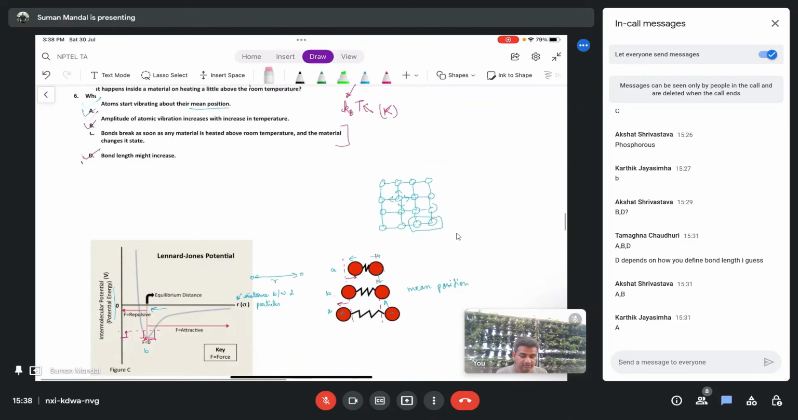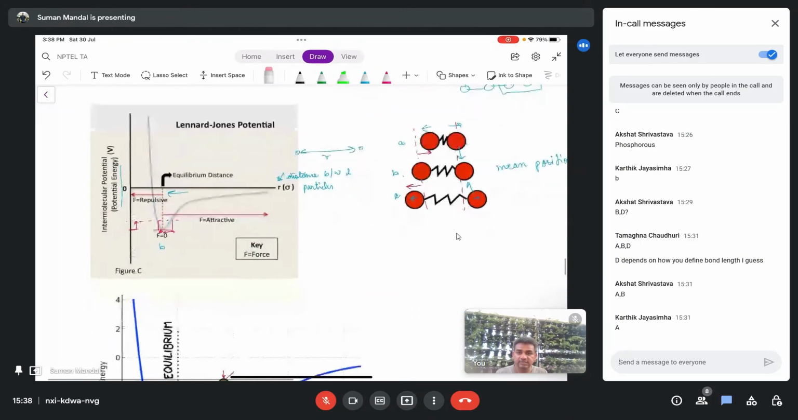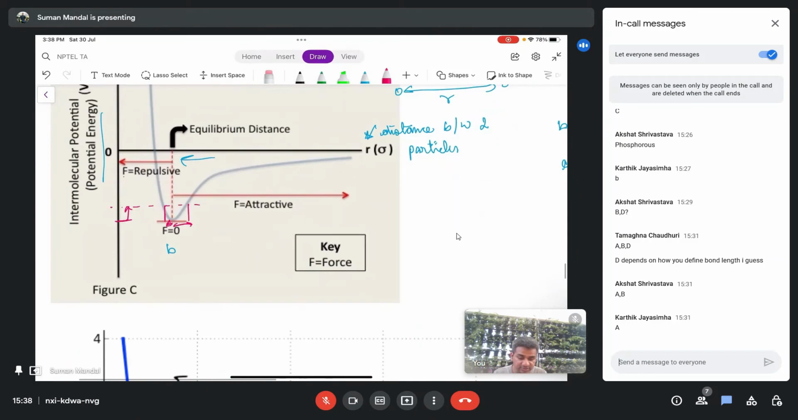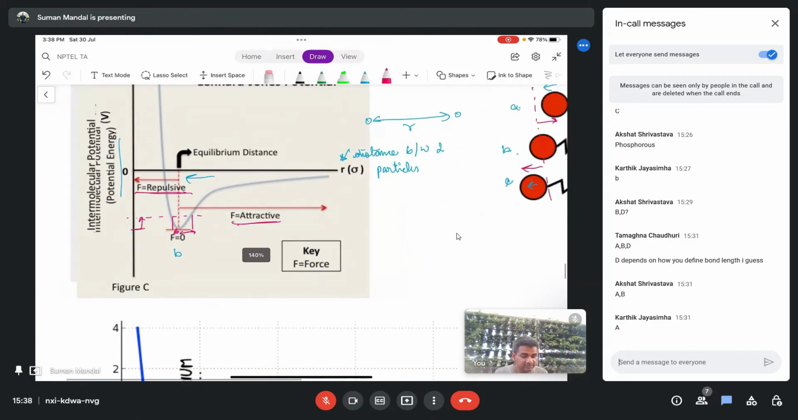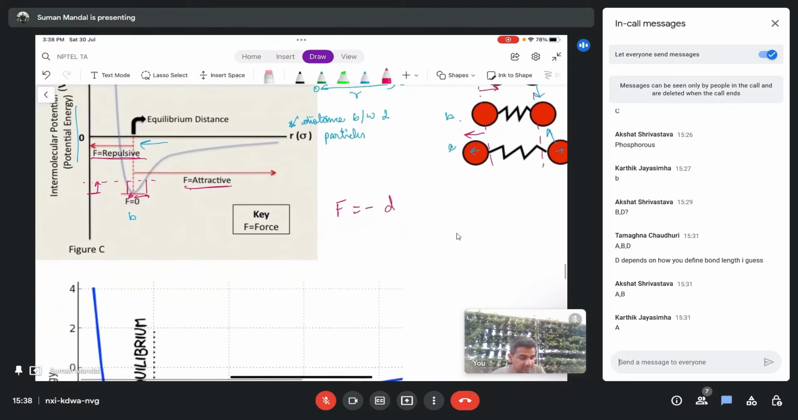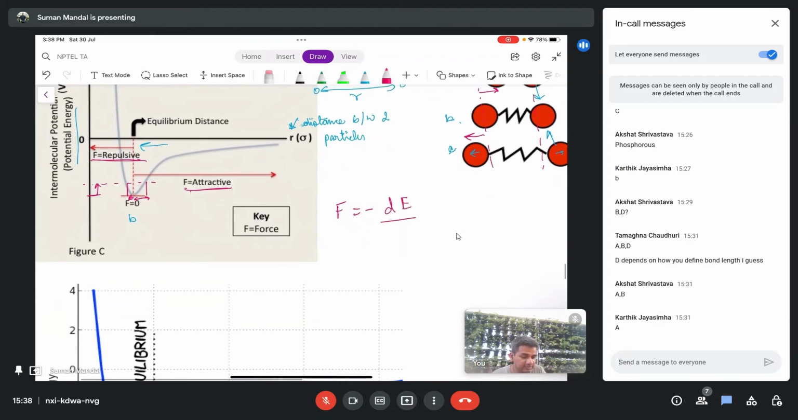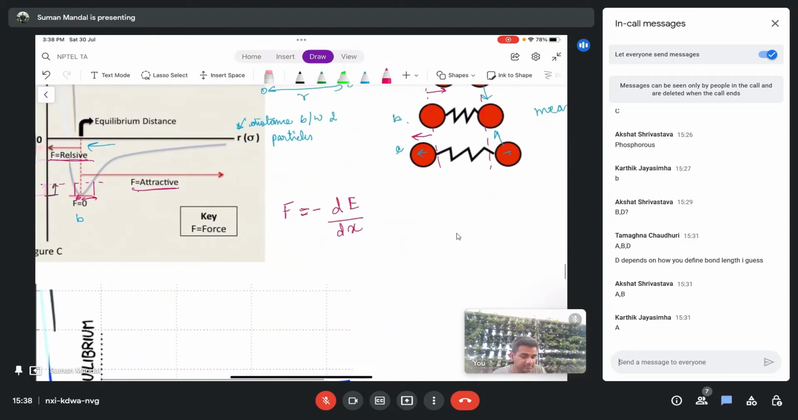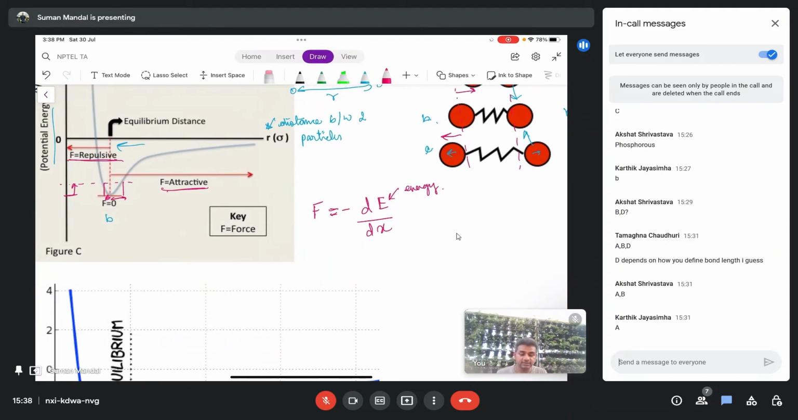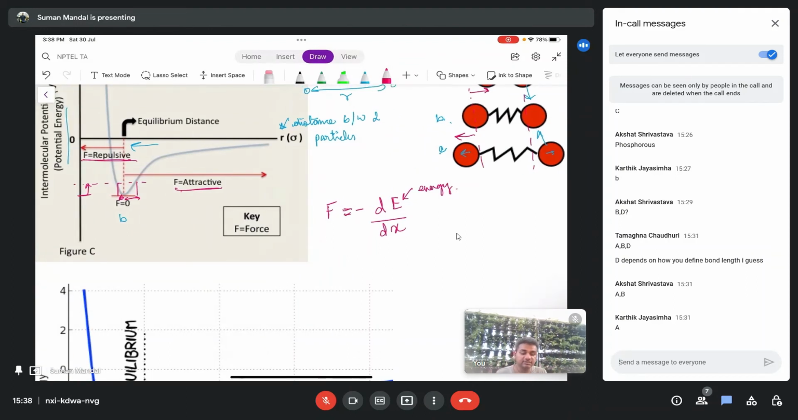Any questions? It's called the Lennard-Jones potential, for anybody who doesn't know about it. Now, how do we calculate these forces? It's written repulsive here and attractive here. So the expression for this force can be written as F equals minus dE by dx, if it's only in one dimension, where E is the energy. So if you differentiate, you can say whether the force is attractive or repulsive.